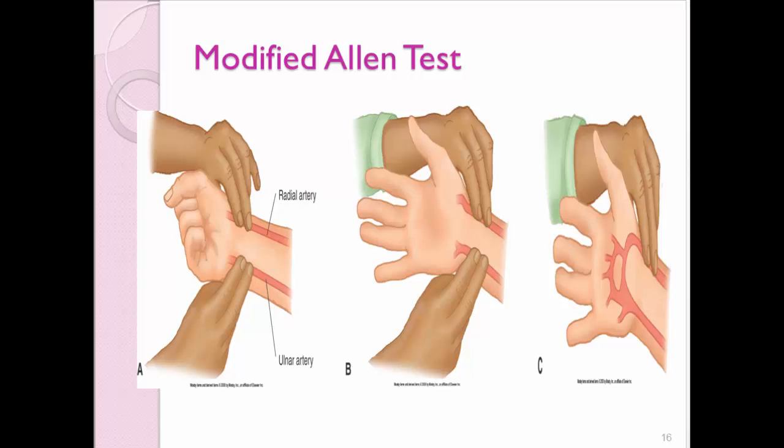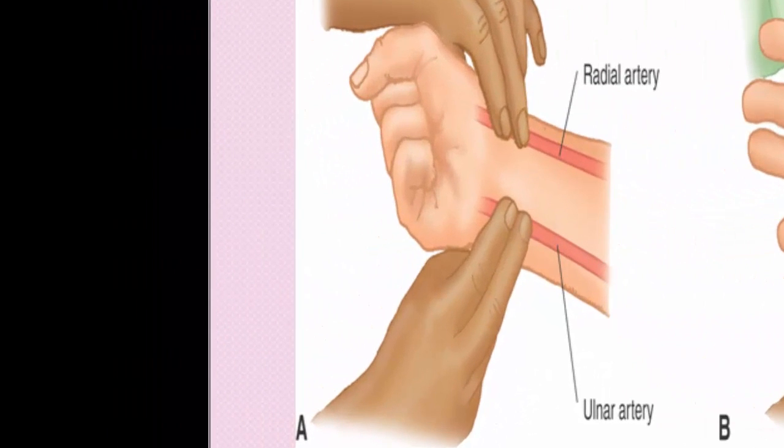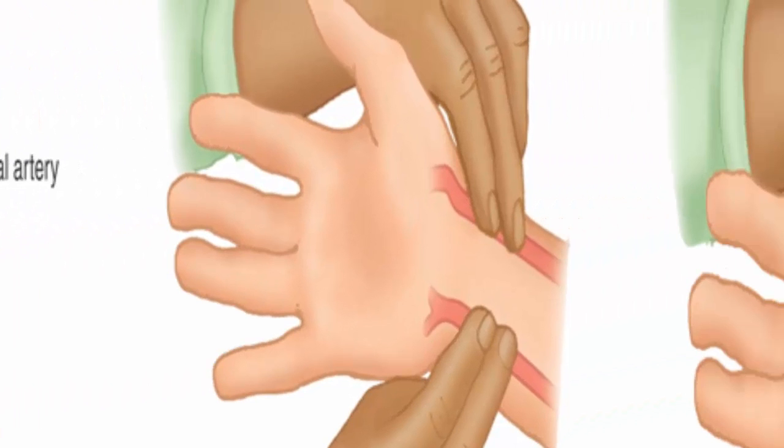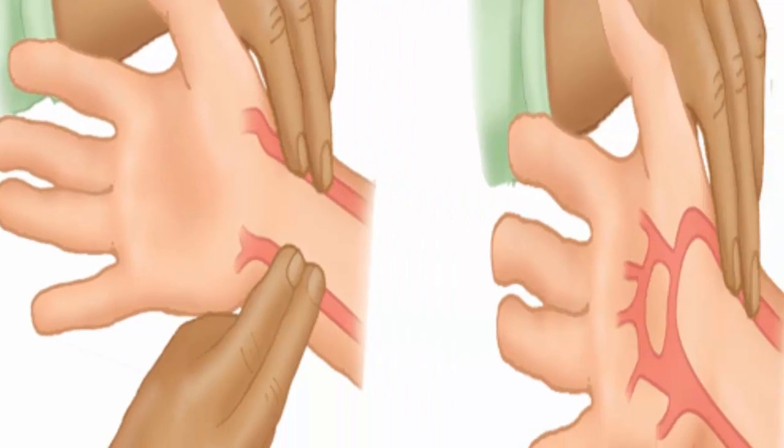But basically what's happening here in section A, you occlude both the radial and ulnar arteries. Once you do that, then you have the patient make a fist. And what this does is it squeezes all the blood out of the hand. And the hand should blanch at this point. You have them open their hand so that you can identify the blanching. And then you're going to release the pinky side artery.